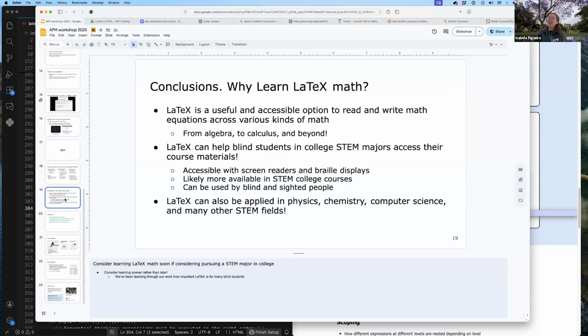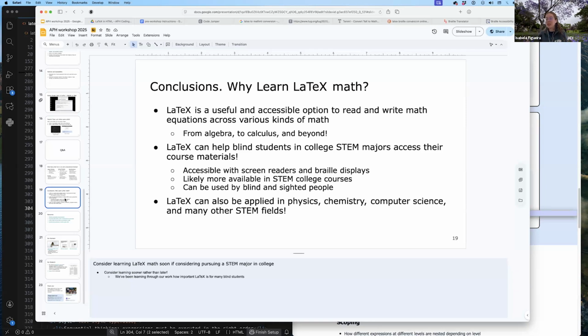But in conclusion, why should we learn LaTeX math? We've been talking about it for the past few minutes, but I want to reiterate it's a useful and accessible option to read and write math equations across various kinds of math, from algebra to calculus and beyond. It's accessible to read and write with a screen reader with Braille displays, as we've talked about. And LaTeX can help blind students and college STEM majors access their course materials faster than printed-out Braille tactile material can get sometimes.